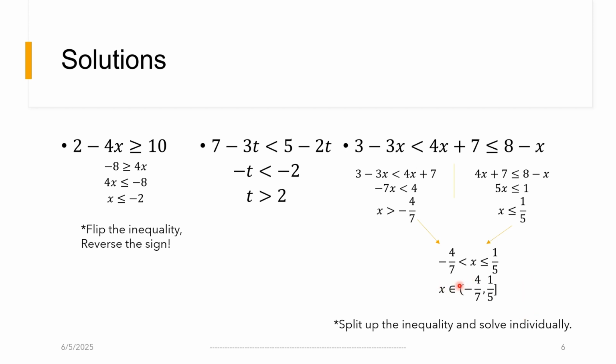That means that x is in the range of negative 4 over 7 and 1/5, which is included. And that's just interval notation, which is basically a more organized way of representing the solutions to an inequality.